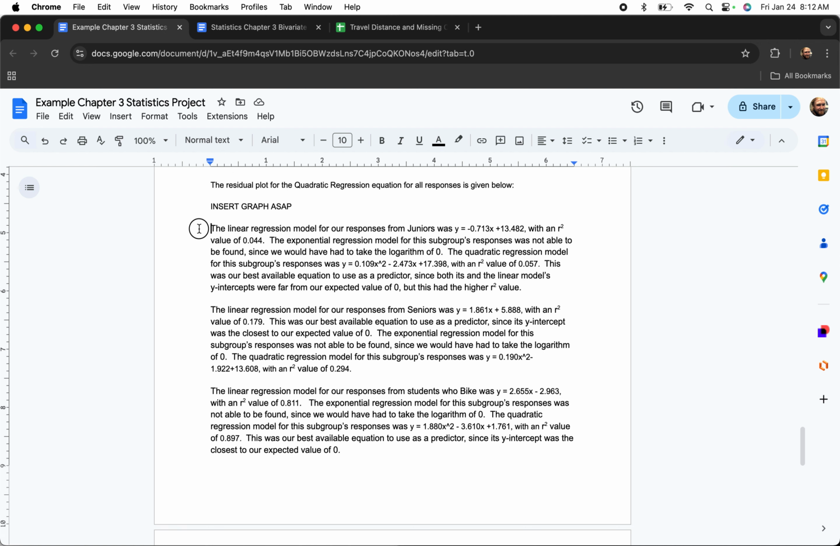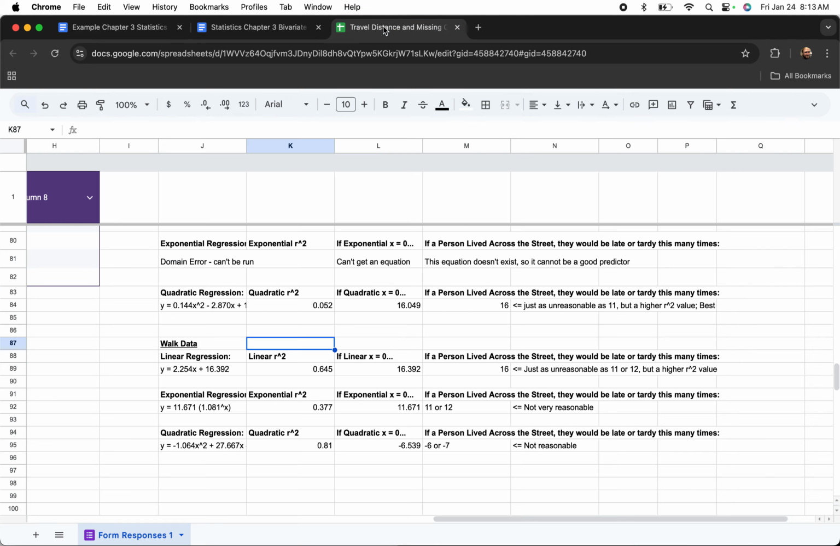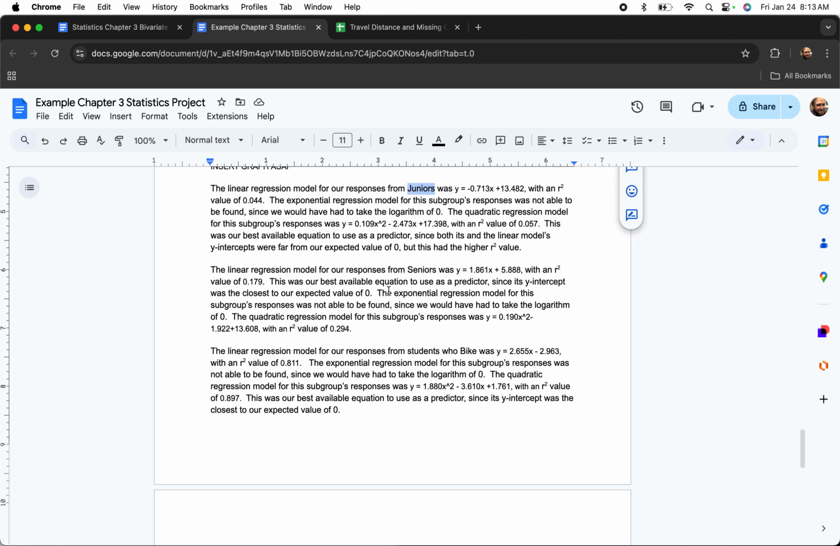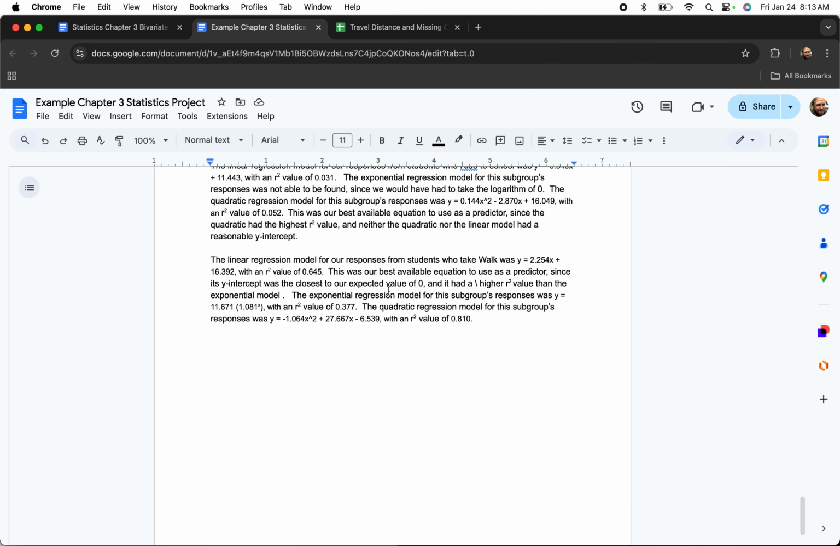So again, once you have all of those, you still need to basically copy and paste most of the sentences from before, but now instead of looking at all data, I'm looking at juniors and their equation with an R-squared value of 0.044. Another reason that I like having these in a spreadsheet is because then I can copy the entire equation from the spreadsheet pretty easily. And that was for my walking data.